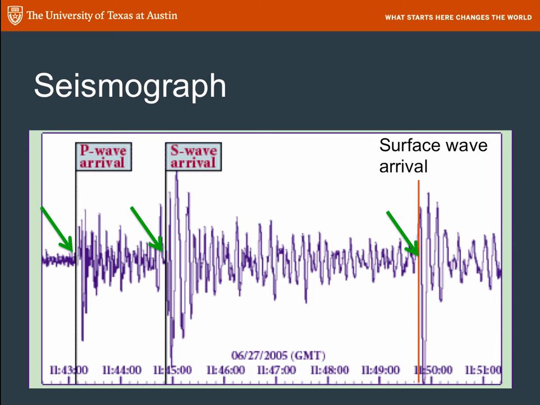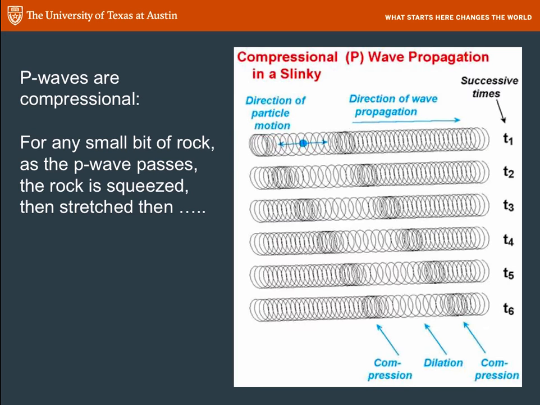P and S waves tell us something about the interior of the Earth. So let's look at both of them a little bit more closely. P waves are compressional waves, and if you imagine yourself as a small bit of rock, as the P wave passes, that little bit of rock is squeezed and then it's stretched. A slinky is a really nice example of this. If you pull and release a slinky from one end while the other is held in place, you'll see the individual metal bands move closer together and farther apart as the wave passes. And that's exactly what happens in a rock.